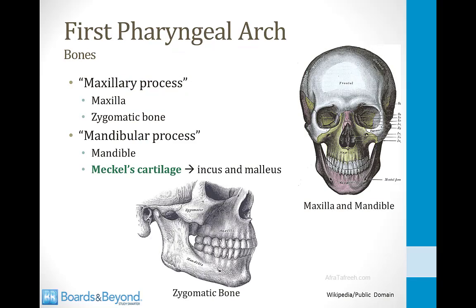We'll start with the first pharyngeal arch, and we'll begin by discussing the bones that come from this structure. The first arch is located very close to the eyes. The last arch is located very close to the heart.